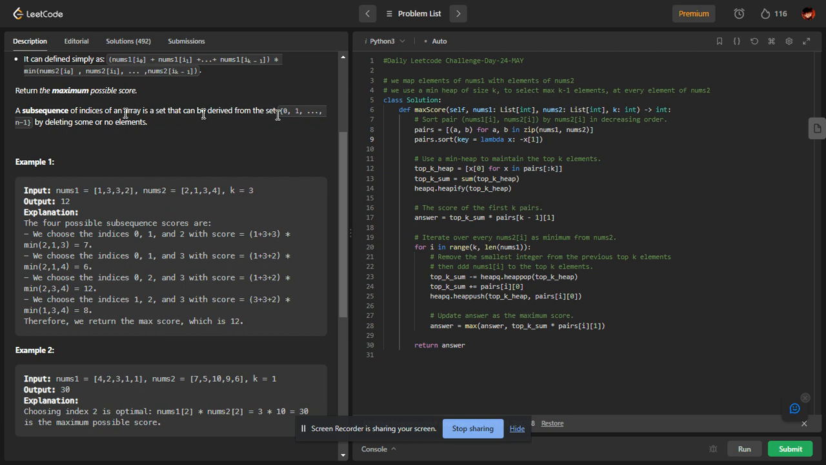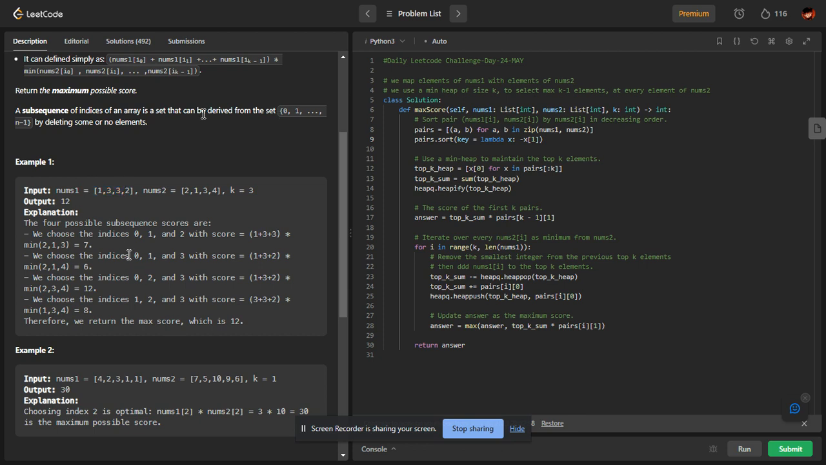That means, select any k integers, any k. They need not be connected together. For example, 0, 1, and then some other indices. You need not take them continuously, like 0, 1 and 2. You can take 0, 2, 5, 9, any indices you like within the limit of this array.